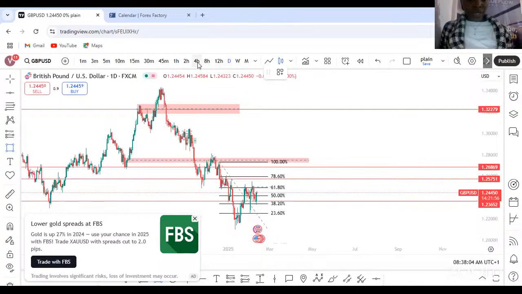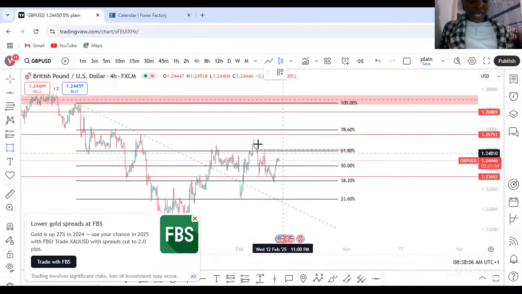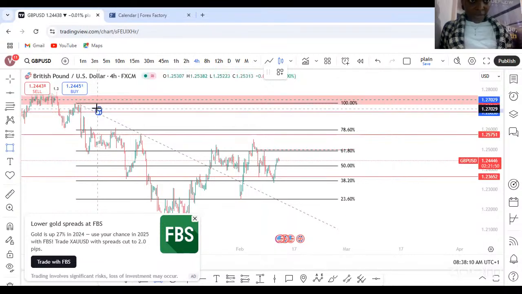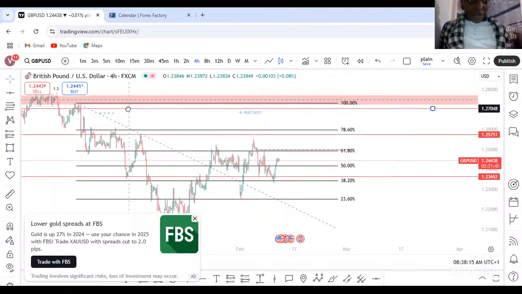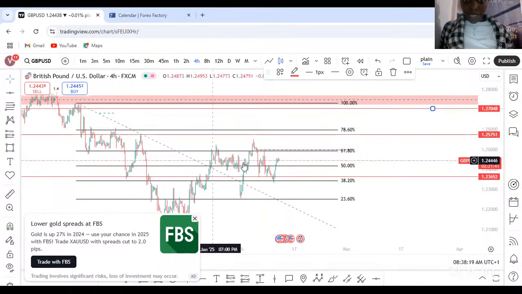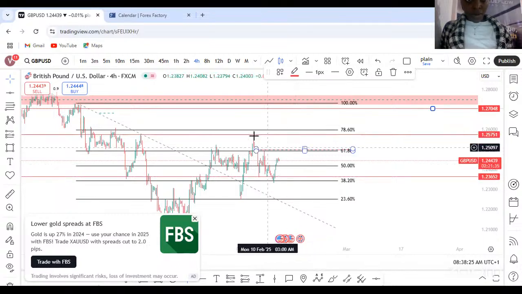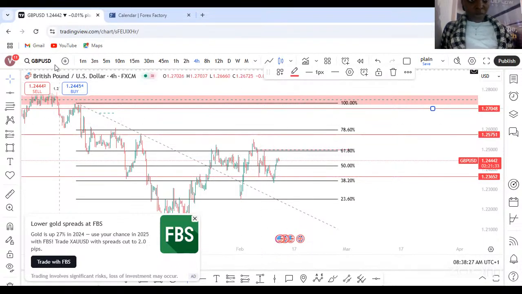So for today, what I'm expecting is a buy to sell, a buy into this very other block right here. And if I'll be calling out the price point, I want to see price buying all the way to 1.27048 on the 4-hour time frame for GBP USD.